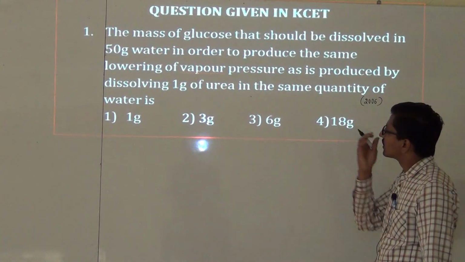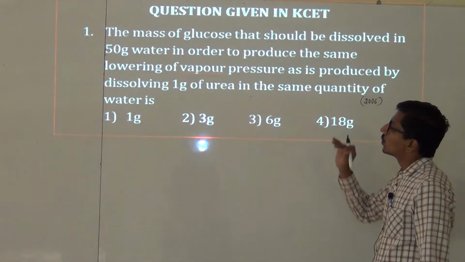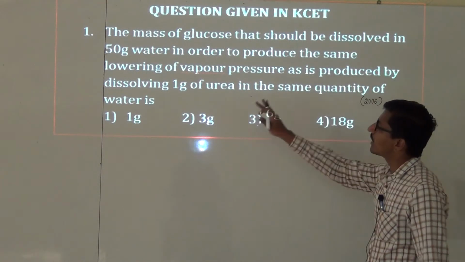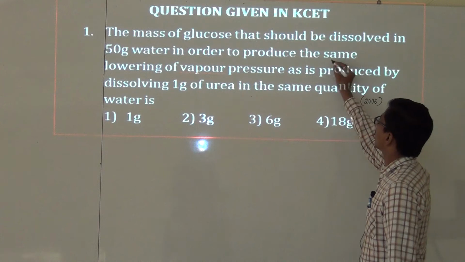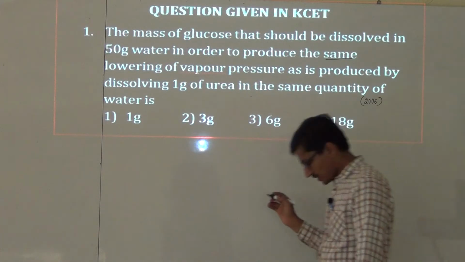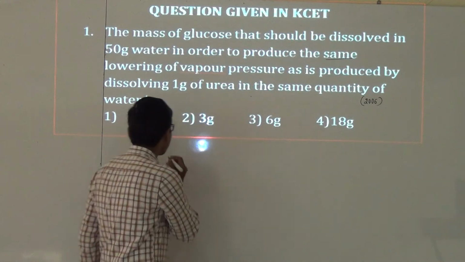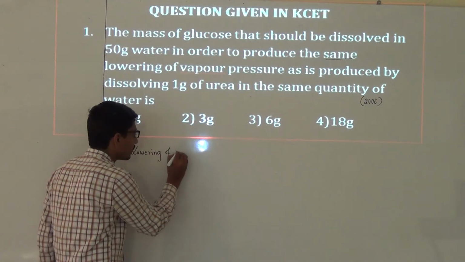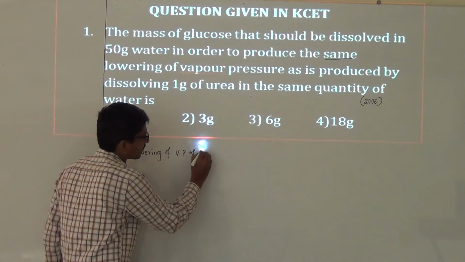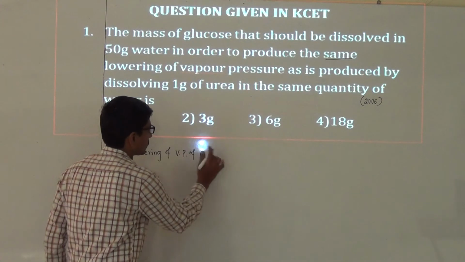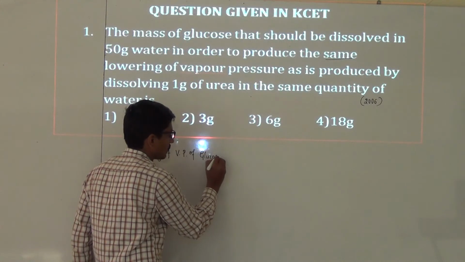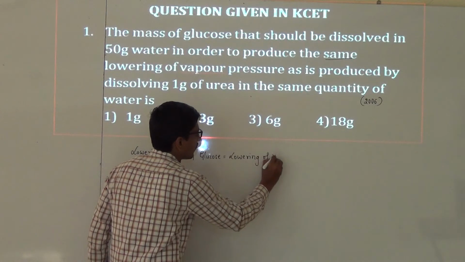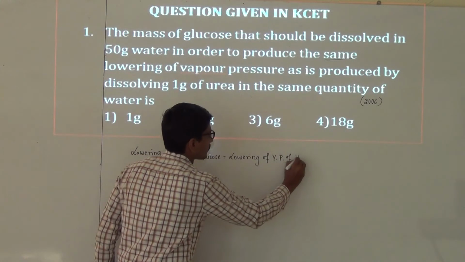Here what they asked: glucose and urea solutions, lowering of vapor pressure produced by dissolving urea and glucose are the same. Lowering of vapor pressure is the same means relative lowering of vapor pressure is also the same. Lowering of vapor pressure of glucose is equal to lowering of vapor pressure of urea.